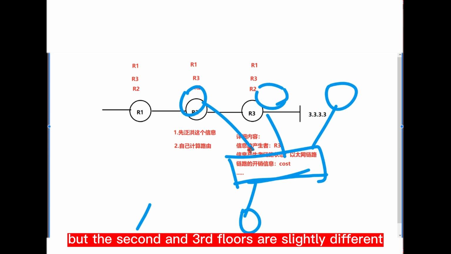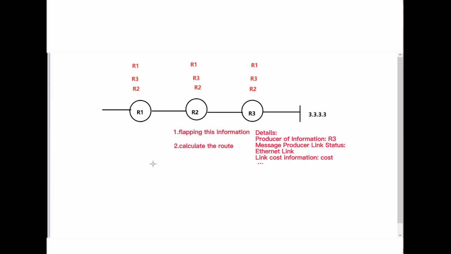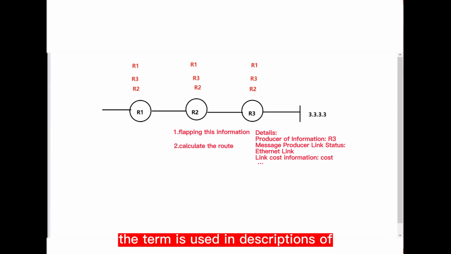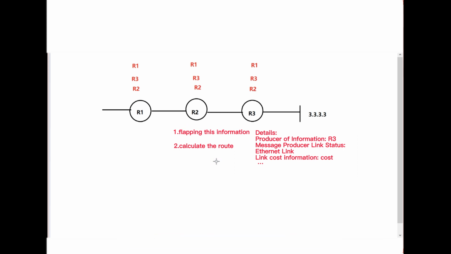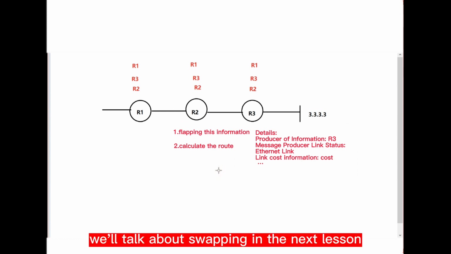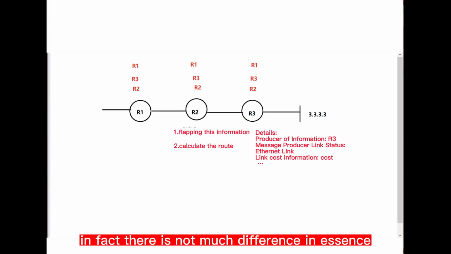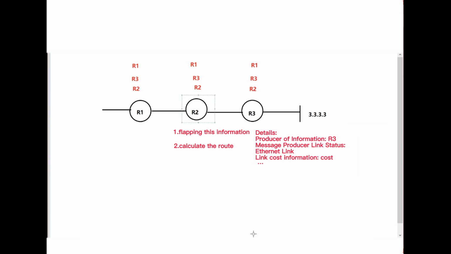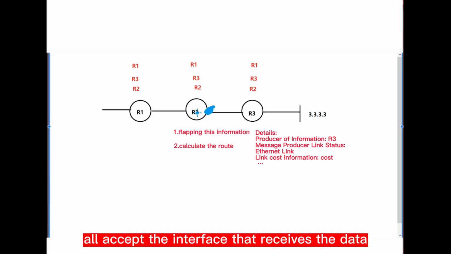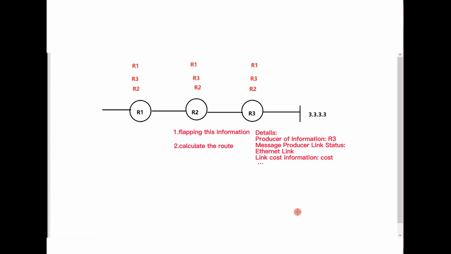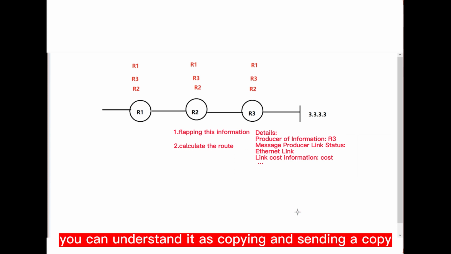But layers two and three are slightly different. You will often hear the word flooding in the future. The term is used in descriptions of different environments, and its meaning is slightly different. We'll talk about switching in the next lesson. It also mentions flooding. In fact, there is not much difference in essence. It sends out all interfaces except the interface that receives the data. You can understand it as copying and sending a copy.